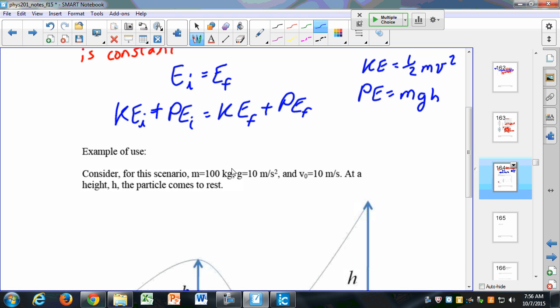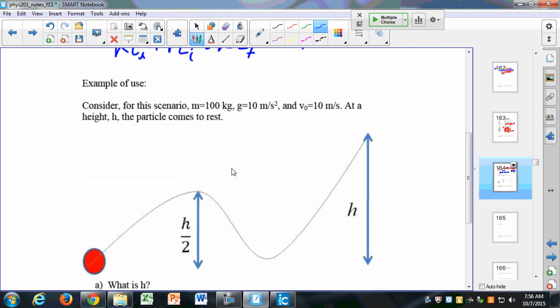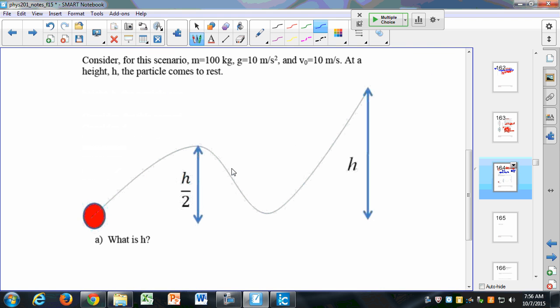Okay, so I have this, it's like a bead on a wire, or you can think of it as a roller coaster on a track. But I have this object that moves along this path, and I know a couple things about it. I know its mass is 100 kilograms, the acceleration due to gravity, and I know that down here, the velocity is 10 meters per second. I also know that up here, v is equal to 0, so it comes to a rest.